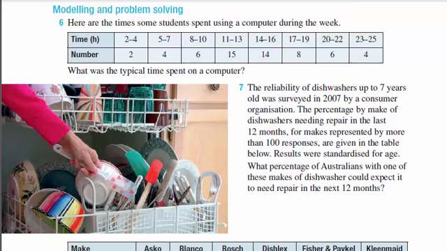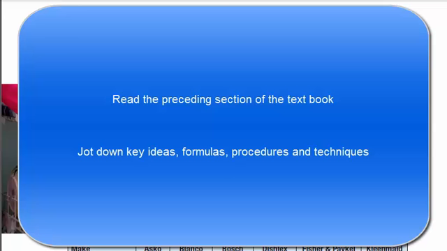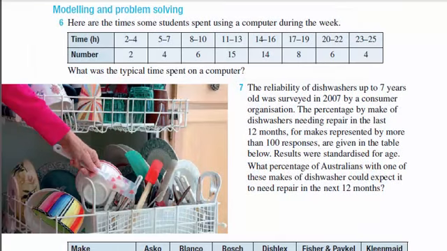So the first thing that I would suggest doing is something that probably sounds quite obvious, but if you haven't done it, then you probably need to. And that is to read over the section of the text itself. Read through the text, the procedures that are shown, and the examples that are given. Jot down key ideas and any formulas that you see, and make sure you've got these kept in your notes for later use. Once you've got that idea of what the section of text is about, you've probably got a pretty good idea of what's going to be asked in the exercises.